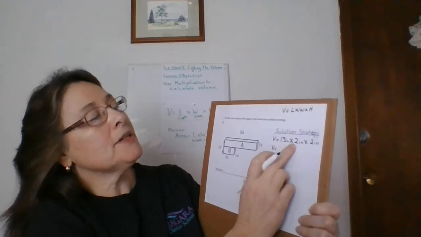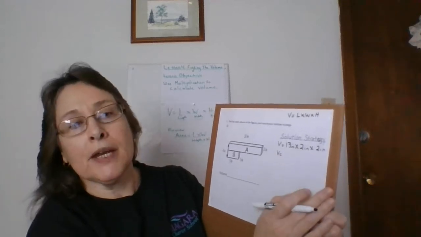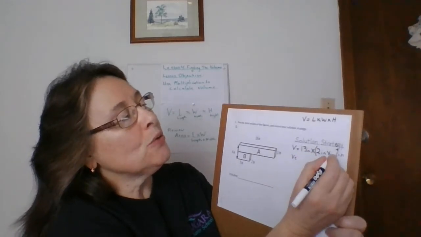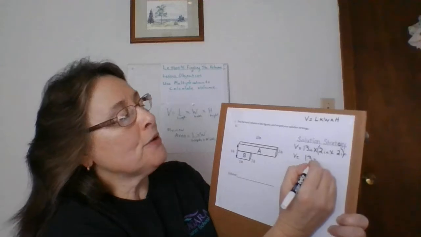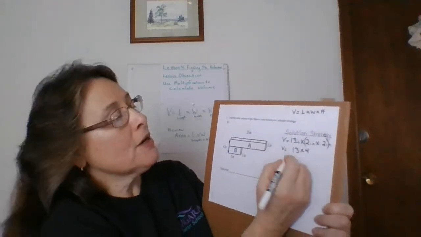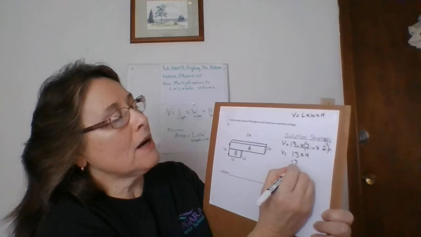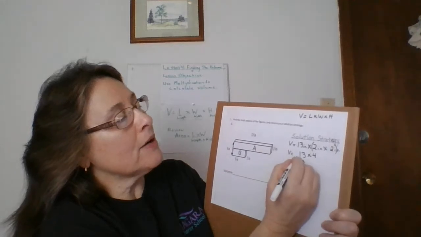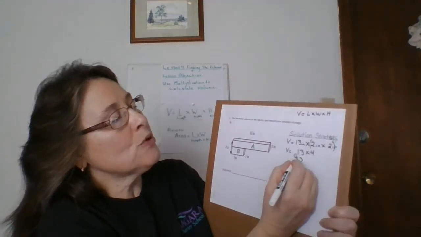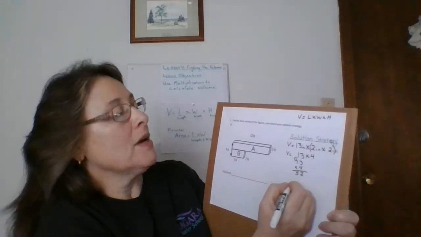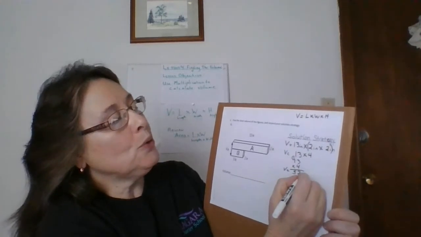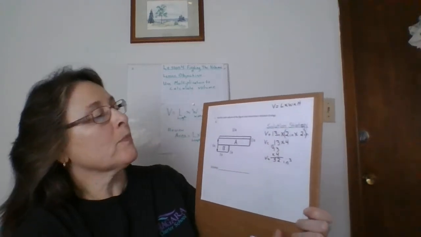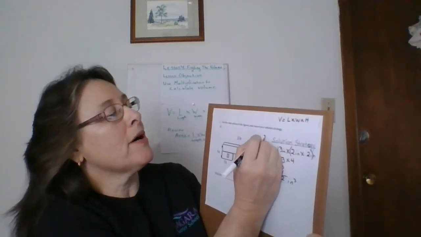So I have 13 times 2 times 2. I'm going to make my multiplication sentence a little bit easier. So I am going to multiply the 2 times 2 first. That will give me 13 times 4. So now I'm going to do 13 times 4. 3 times 4 is 12. Carry my 1. 3 times 1 is 3, plus 1 is 4. Wait, 1 times 4 is 4, plus 1 is 5. So my volume is 52 inches cubed. Remember, it's cubed because I have 3 units. So that was for part A.